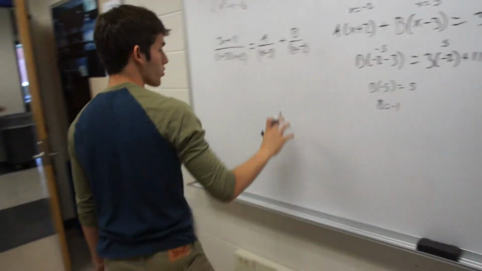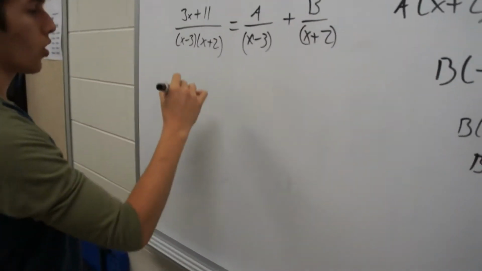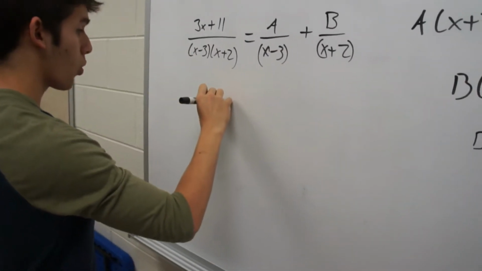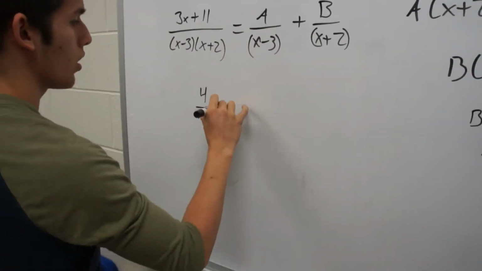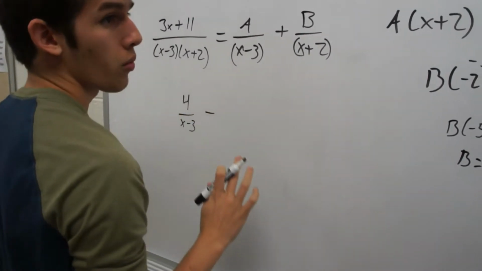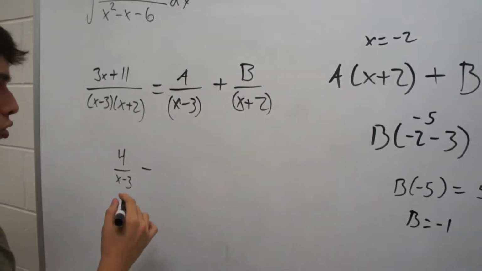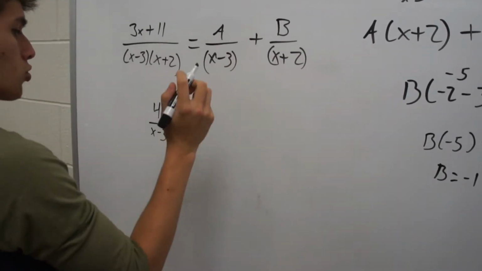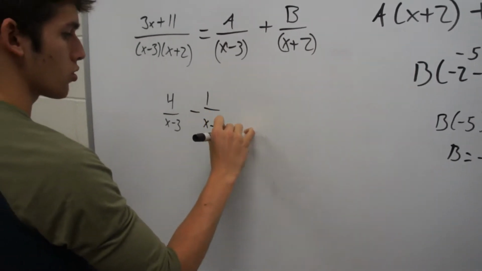Now let's go down over here. We plug those back in for the a and the b. So a equals 4. So you have 4 over x minus 3 plus negative 1 over x plus 2. Since this is a negative 1, we'll just do minus 1 over x plus 2.